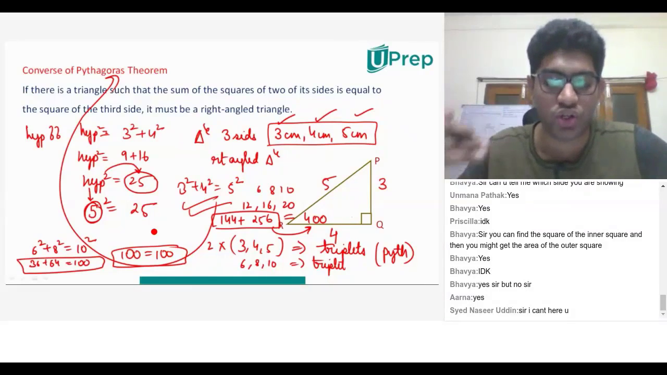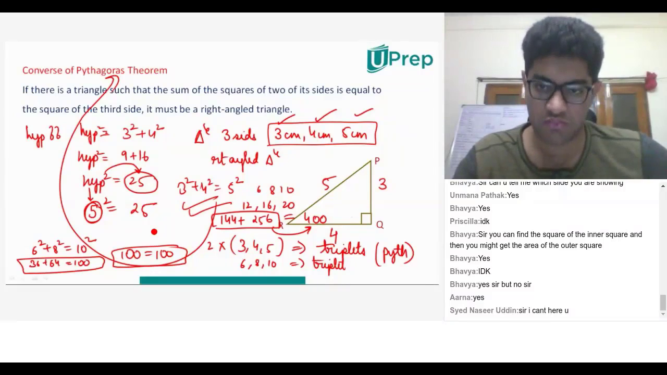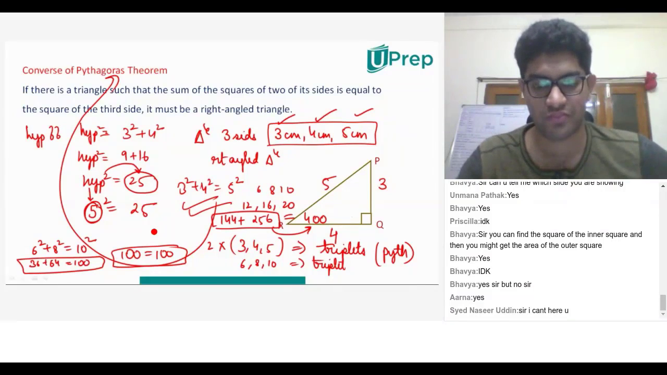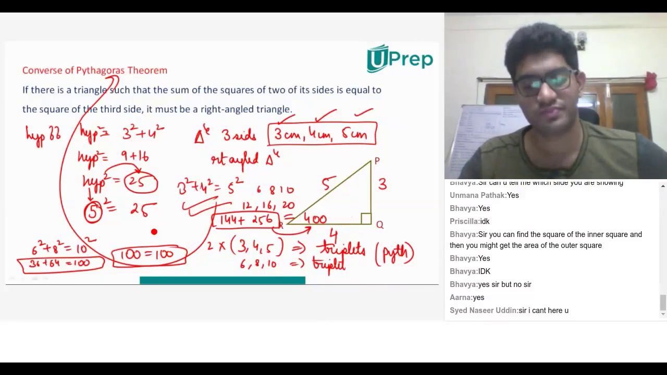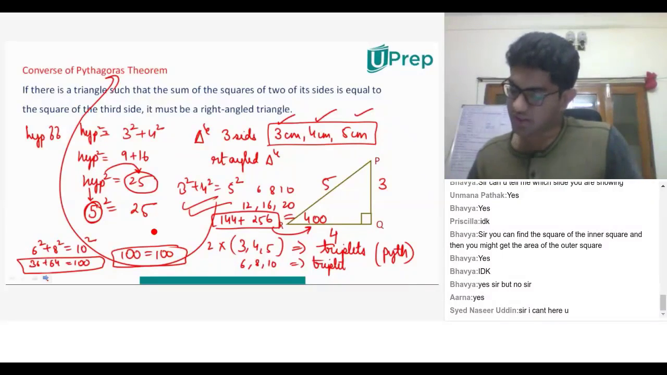Bhavya, did you get the beauty of this concept? Do you understand the beauty of the triplets now? Yes, sir. So if we want to find some other Pythagorean triplet, we can just multiply 3, 4, 5 by 2 or square it or something. Yes, yes. Cool. What do we have next?